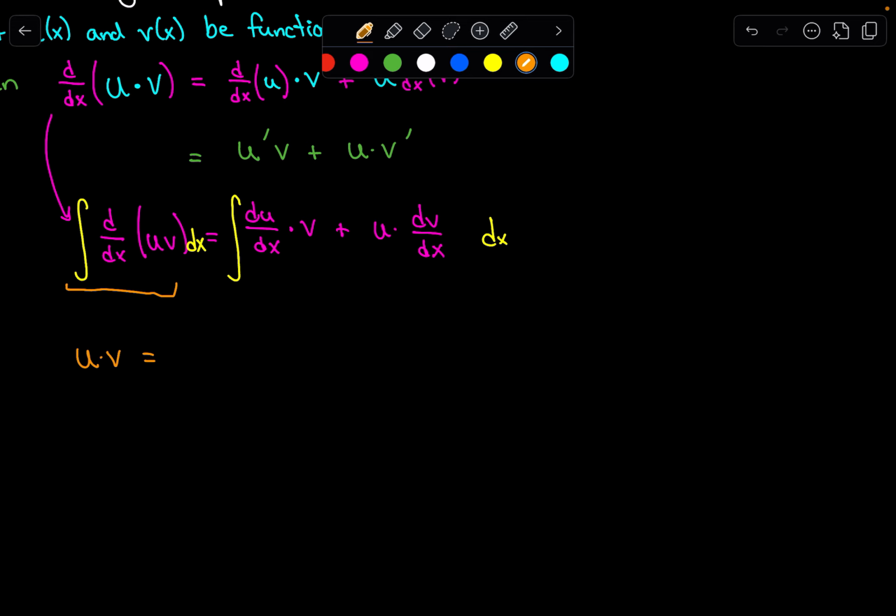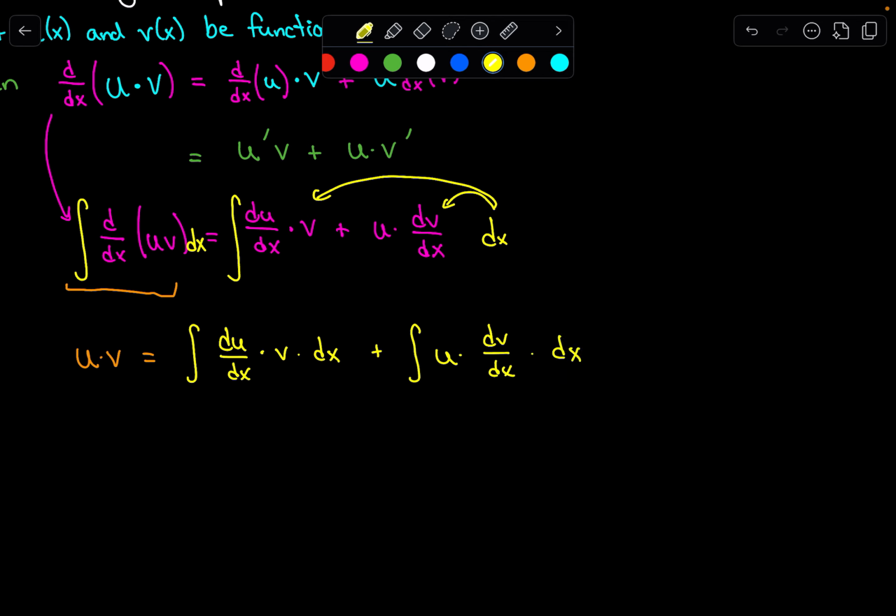Now, on the right side, we're going to get two different things. This dx is going to distribute to both terms, in the sense that we're going to have two integrals that I could write down. So I'm going to have the integral of du/dx times v dx, plus the integral of u times dv/dx dx. Okay, so all I did was split the right side into two integrals. Maybe I should have put some parentheses here just to make it clear I'm taking the integral of the entire right side.